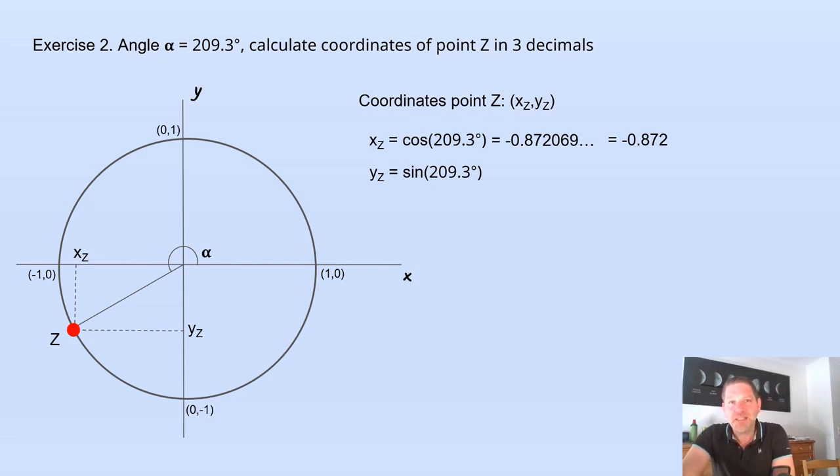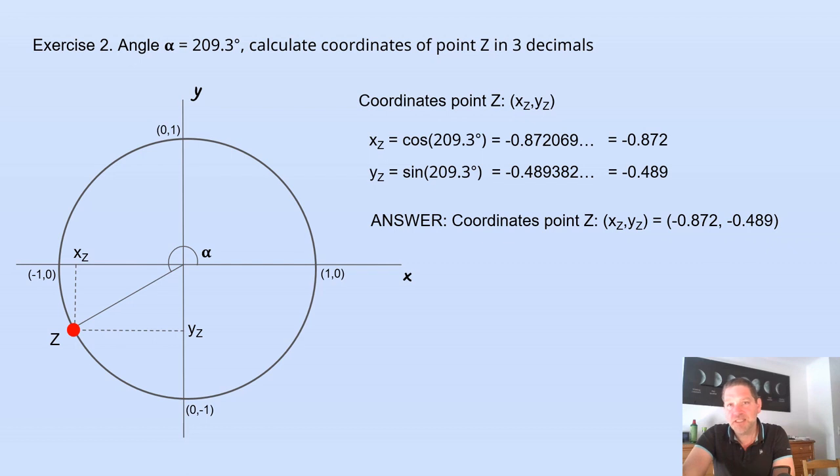The same for yZ, the sine of 209.3 degrees, which is minus 0.489 and so on. In 3 decimals, minus 0.489. The answer to this question, the coordinates of point Z, would then be written as minus 0.872, comma, minus 0.489.